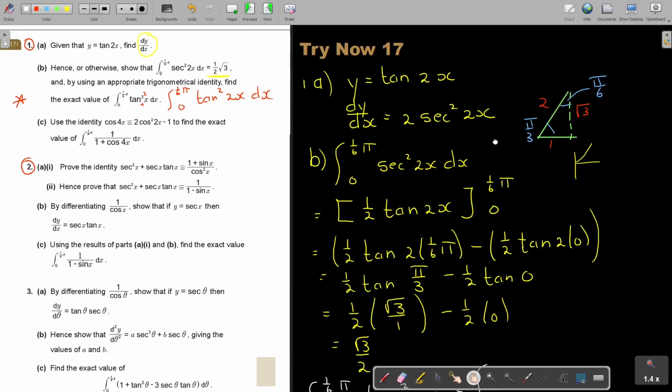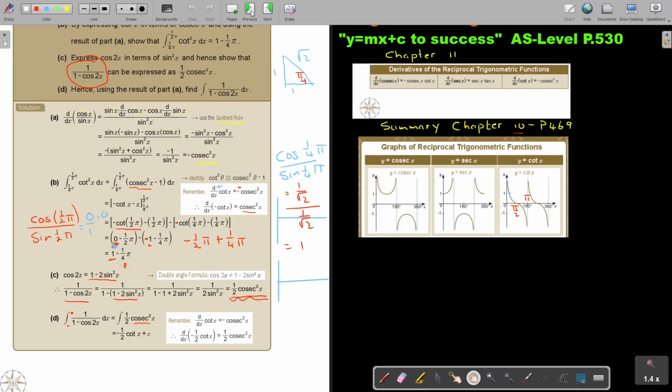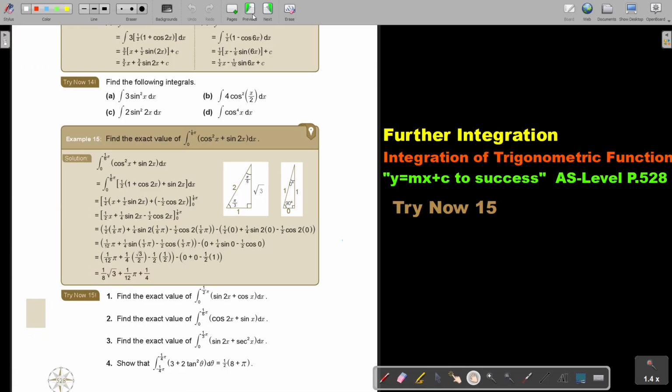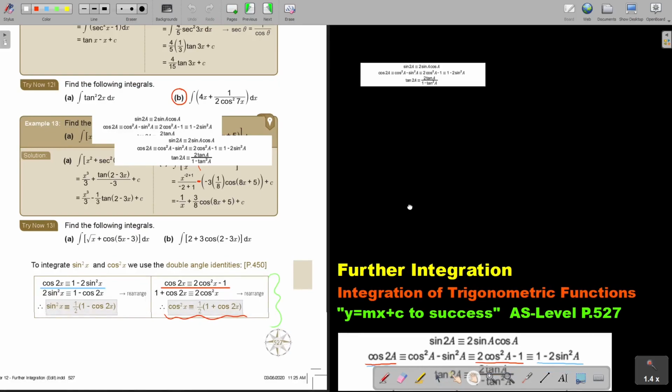Sec squared x minus 1. Can you remember that the property is coming from there? I just want to see if I can find it. Let's go back. Previous. Okay, it's coming from there. So if it's tan squared 2x, it will just be sec squared 2x minus 1. So it's coming from there. So I'm just going to substitute it. And that was on page 527.